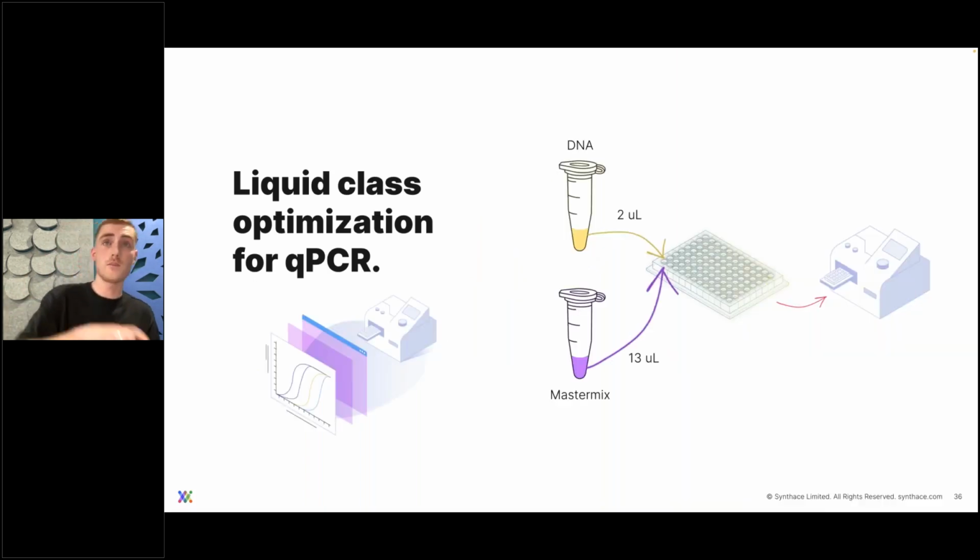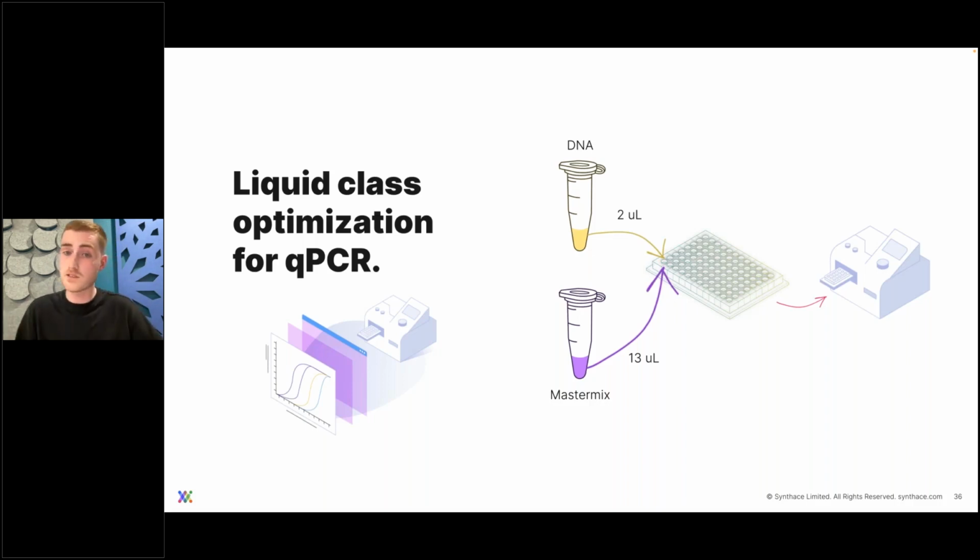If you're not familiar with qPCR, here's a very simplified explanation. We use qPCR to quantify DNA in a sample. So you combine DNA of a known concentration, or your sample, with a master mix, the master mix being a mixture of various reagents required for the PCR process, and then you can use a qPCR machine to get that result. And so in this protocol, what Nuno would do is take 2 microliters of a known DNA concentration and combine it with 30 microliters of master mix.